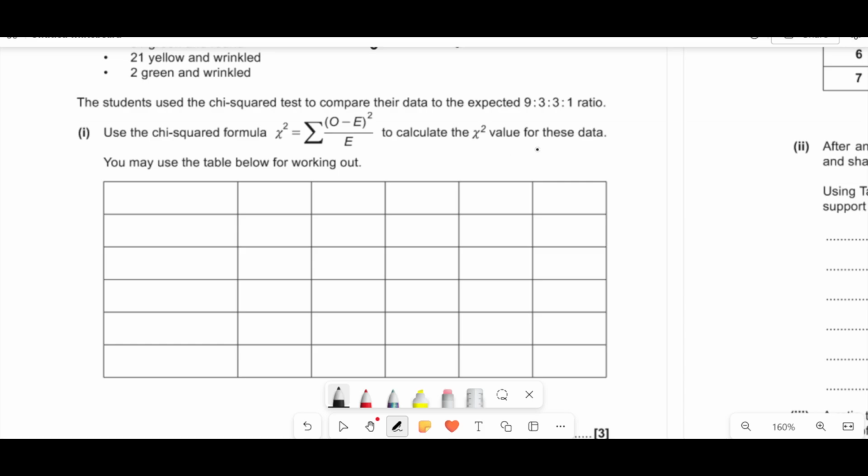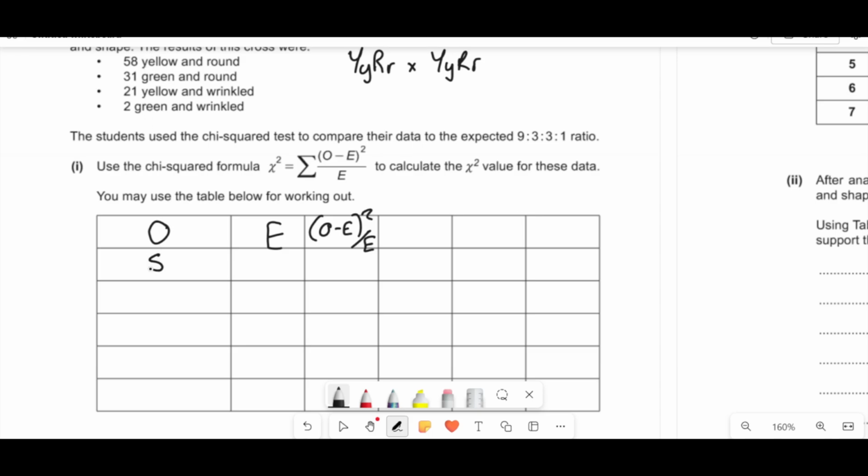So when you're doing the chi-square test, you are going to work out the observed, your expected, and then you're going to work out the observed minus the expected, and then you would square it and then divide it by the expected like that. You can do it in steps if you want, but I'm just going to do it this way. So if we have a look, what we observe is what you see. So 58, 31, 21, 2.